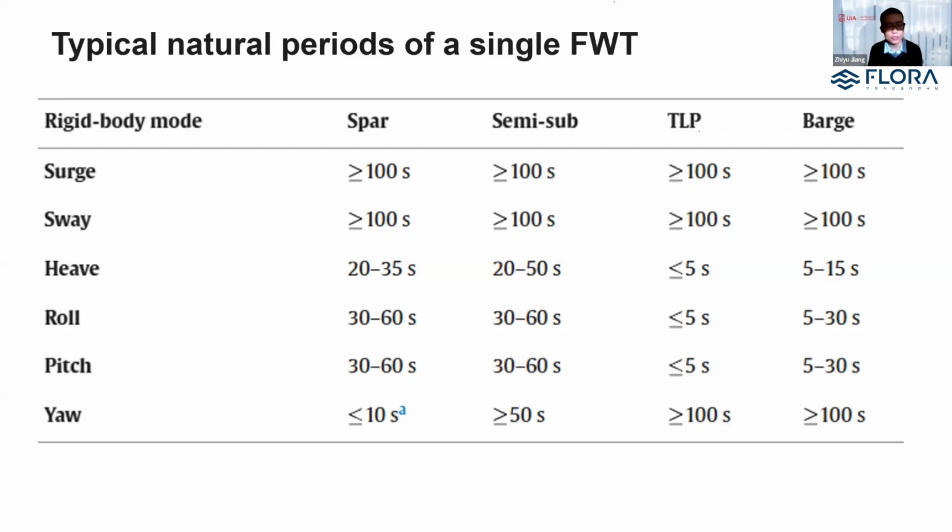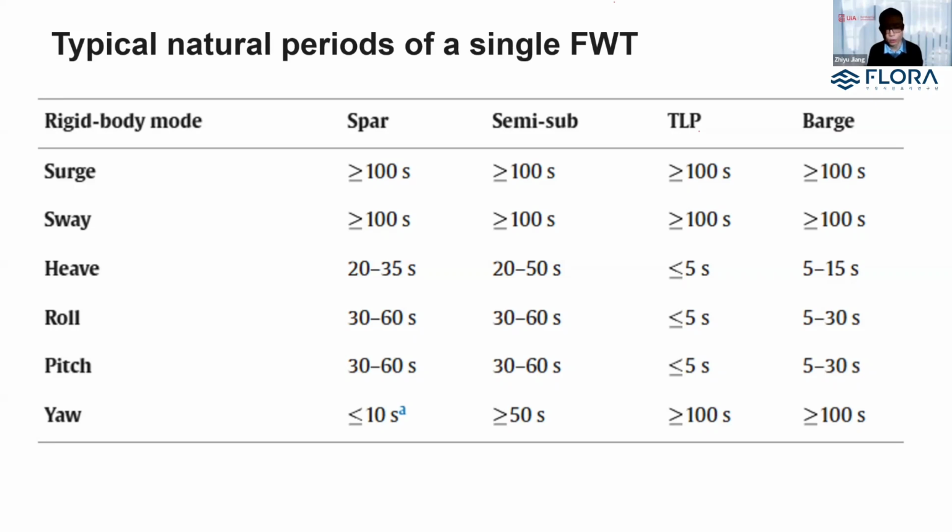While heave, roll, pitch, and yaw, these are degrees of freedom that are usually governed by other factors like the water plane area. Yaw, especially for spar floating wind turbine, is also governed by mooring because the original design of Hywind Demo has a delta line configuration that is providing large yaw stiffness. So this table is just a very brief overview.